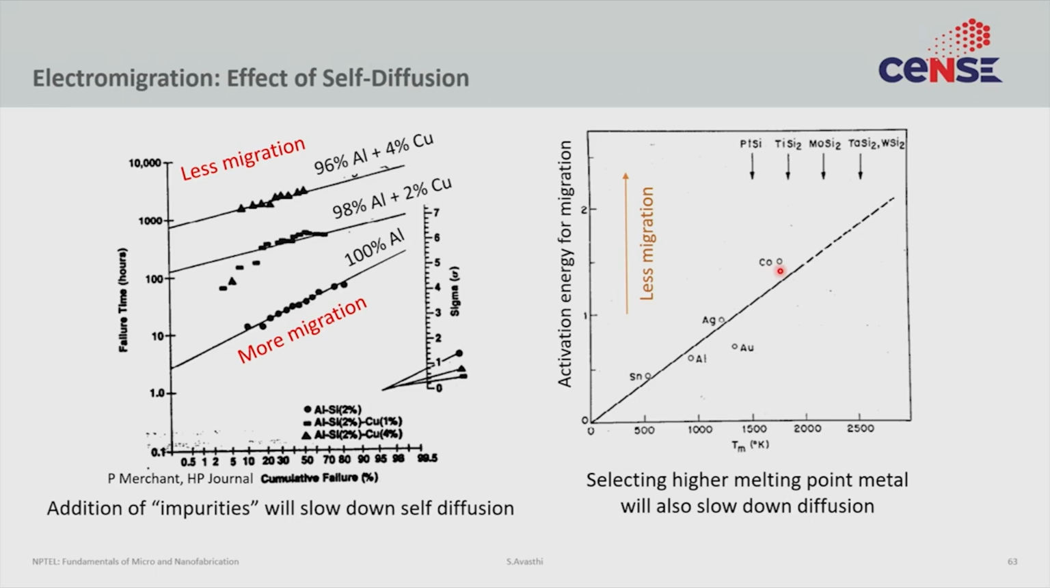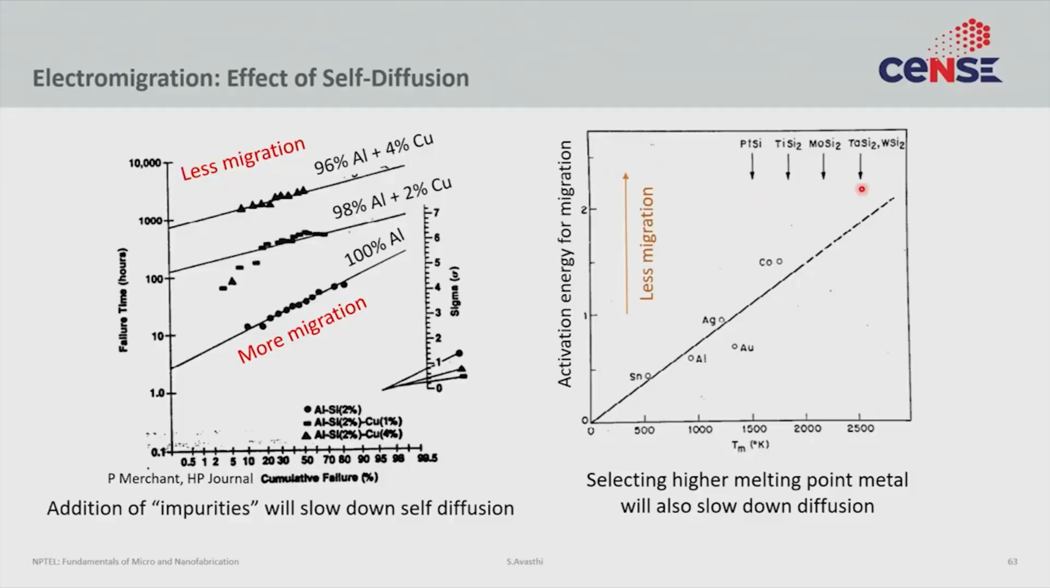So, if you were to convert all your aluminum lines to cobalt lines, you can probably make them more reliable. Of course, cobalt has much higher resistivity, so the resistance of your lines will be a little worse, but if you can live with that optimization for higher reliability, maybe that is something to be done. Also very interesting is if you look at some of these silicides which are plotted up there.